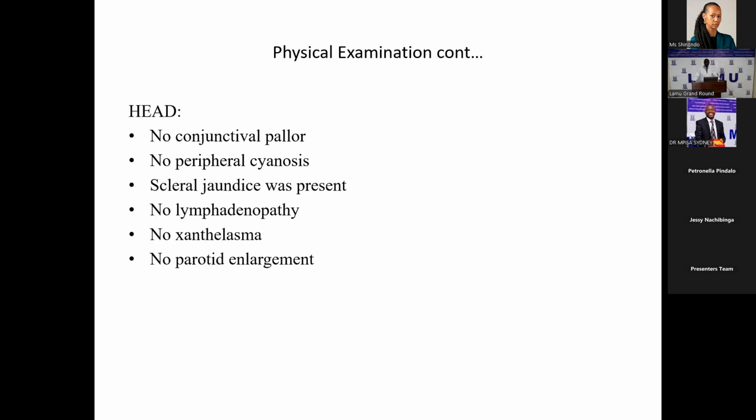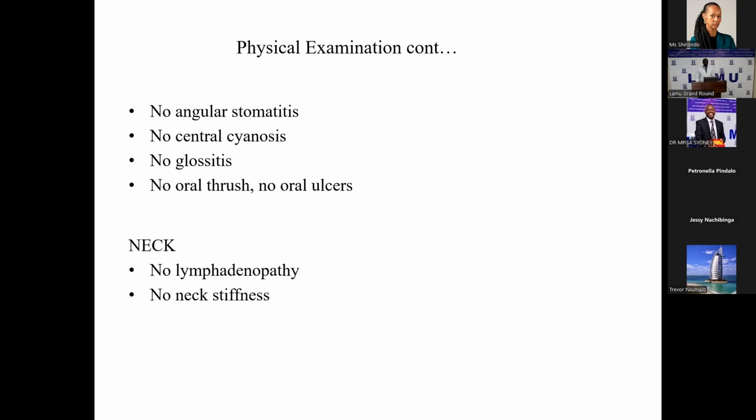There was no conjunctival pallor. There was no cyanosis. Scleral jaundice was present. There was no xanthelasma, no parotid enlargement, and there was no angular cheilitis, no central cyanosis, and no glossitis, no thrush or any other oral ulcers. Then there was no neck stiffness, because you know that typhoid can also complicate with meningitis. And then there was no other disorder.